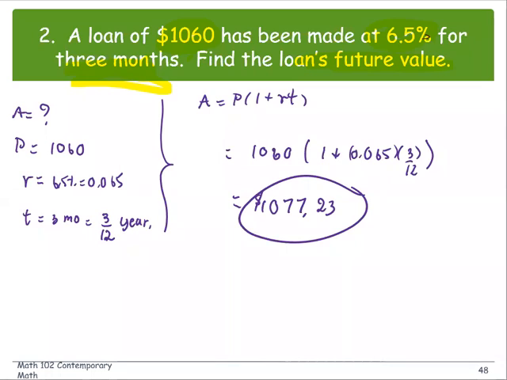When you use the calculator, do not round too much during the process. Keep as many decimal places as you can, because if you round too much, the final answer is going to be off from the exact answer.